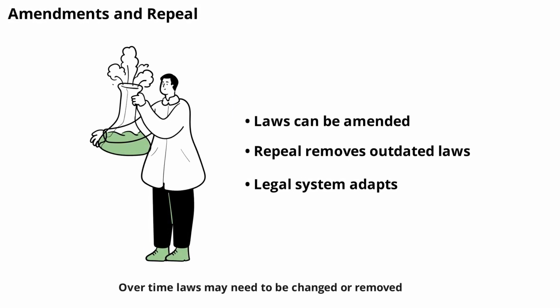Over time, laws may need to be changed or removed. Lawmakers can amend existing laws to update or improve them. If a law is no longer needed or effective, it can be repealed. This ongoing process ensures that the legal system adapts to changing needs and circumstances.